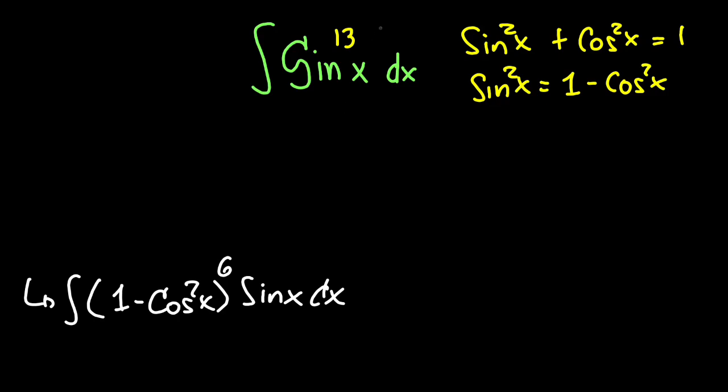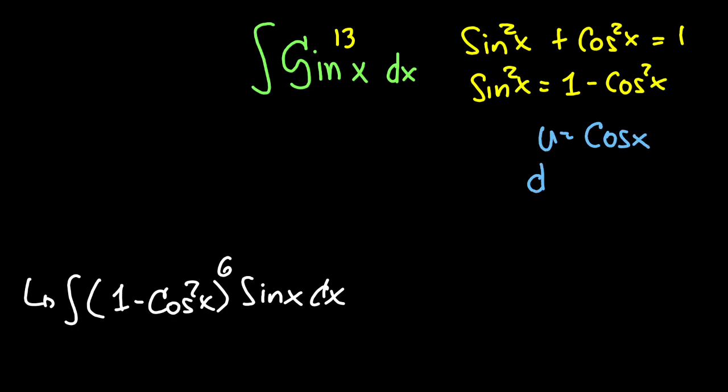And there are two ways in which we can proceed here. It would be either to expand this as it is now, or we can first substitute cosine of x as another variable in order to make it easier. So that's what we're going to do. Let u here be cosine of x.